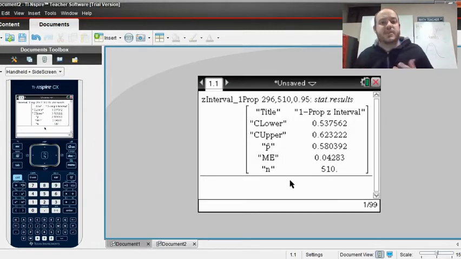As you can see here, it gave us that our lower bound is going to be 53.76%, and the upper bound is going to end up being 62.32%. You can see it also gives us our p-hat, 58%, which was given to us in the problem as well, and it gives us our margin of error. So everything's here, so let's just go ahead. We're going to screen grab this and pull it over to our problem so we can write up our final answer.